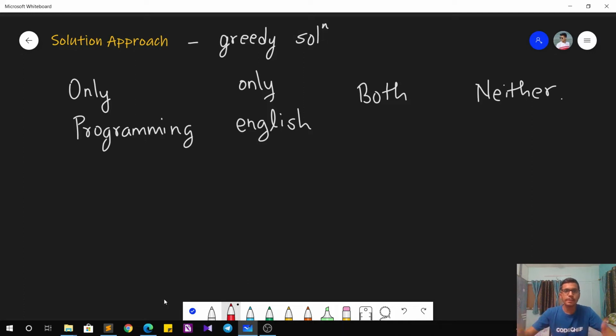We can categorize the people into briefly 4 categories. First one is the people who know only programming. Second one is the people who know only English. Third category is the category knowing both, that is programming as well as English. And there is the fourth category of people who don't know any of them, that is neither programming nor English. So we can easily count the total number of people. Let's say the counts are as follows, something like X, Y, Z and W. So we can find the answer only using these counts.